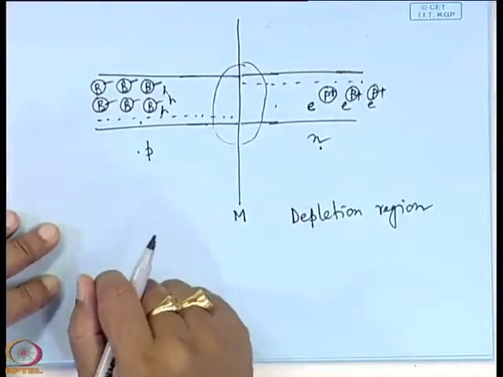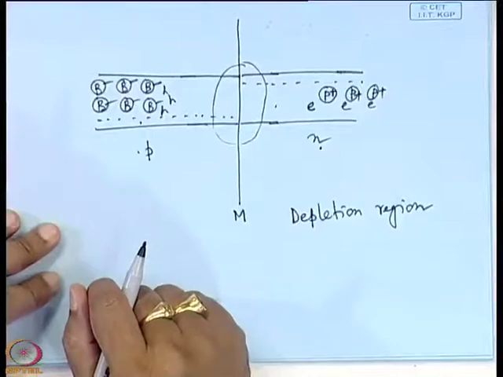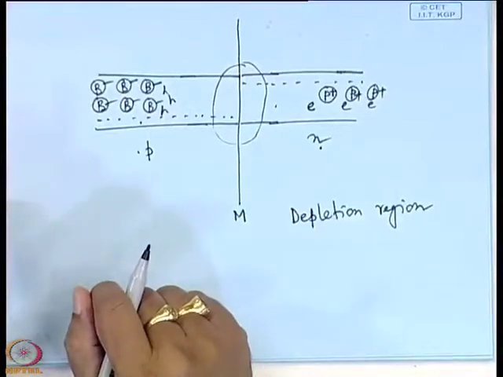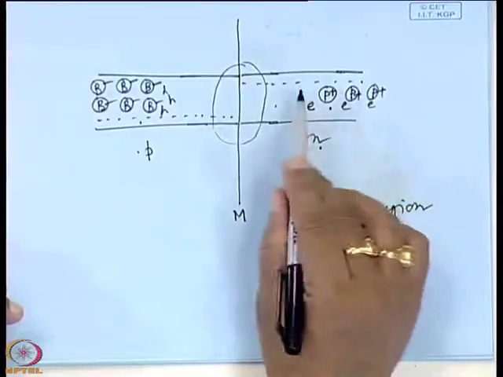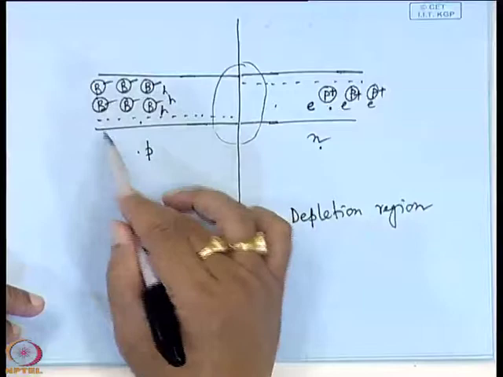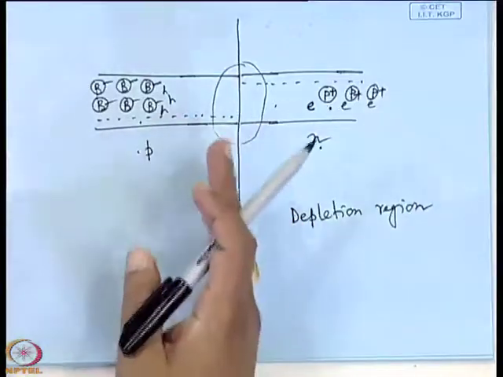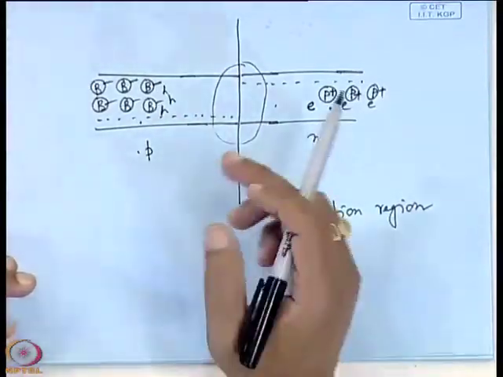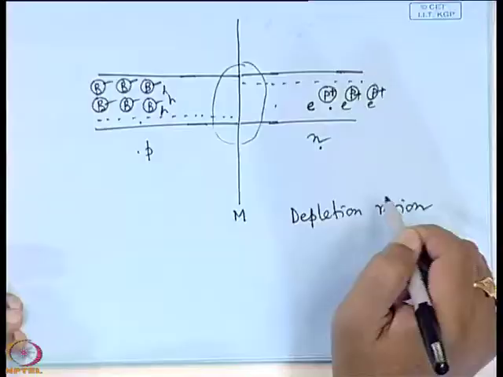This region is known as the depletion region. Why? Because this region is depleted of free carriers. Here there are free carriers, electrons are the free carriers. Here there are free carriers, holes are the free carriers. But near the vicinity of the metallurgical junction, it is depleted of free carriers. That is why this region is known as the depletion region or space charge region.